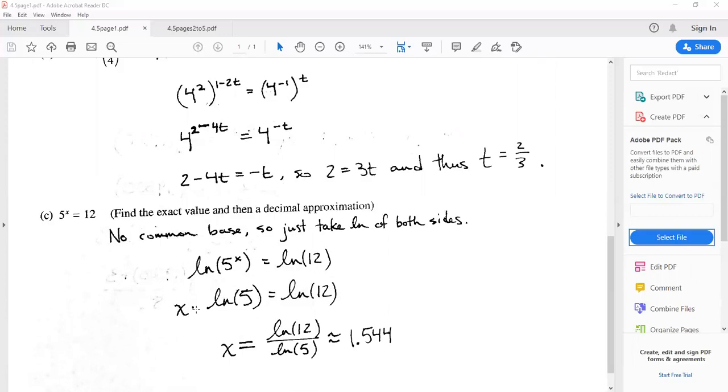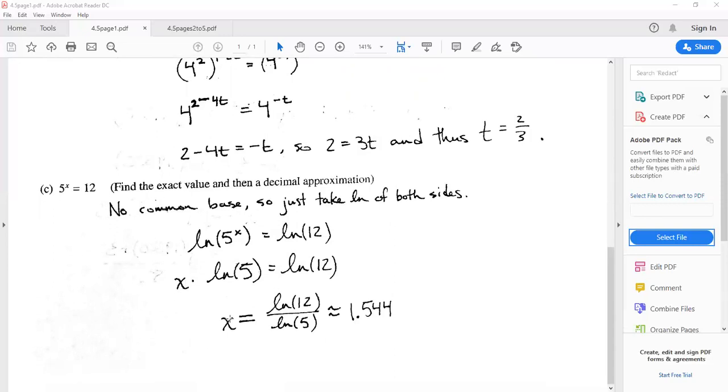So here we have x times some number equals some other number. The way we solve for x and isolate it is just divide both sides by the scalar that's multiplying x. So we conclude that x equals the natural log of 12 divided by the natural log of 5. Otherwise, we could say that this is about 1.544. That's what I took to my Texas Instruments calculator to find out.